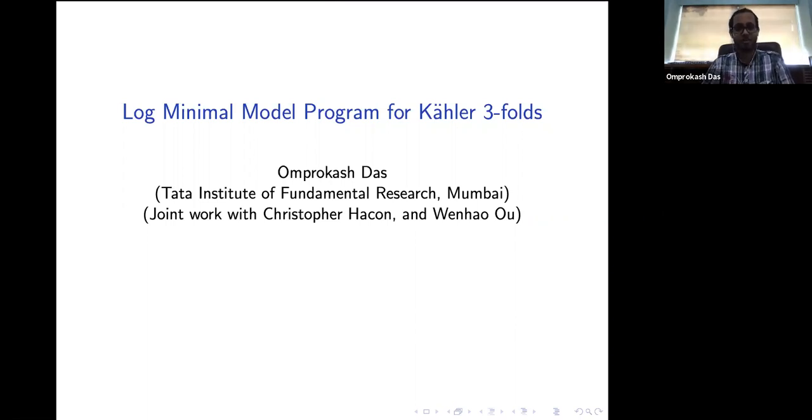Okay, so I'll talk about something I have been working on for a little over a year now: the log minimal model program for Kahler threefolds. So it's basically like we have MMP for projective varieties. How far can you push those things? Can you do it on a compact Kahler manifold? This is joint work, with two different papers. One is with Christopher Haken, another one is with Wayne Howell.